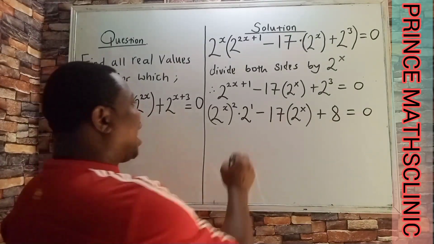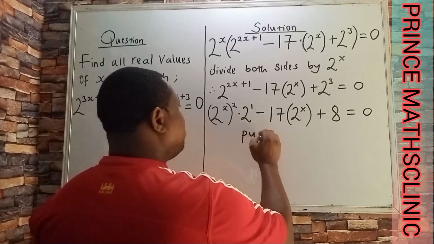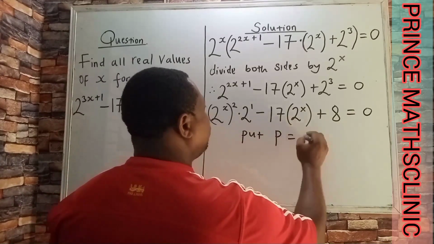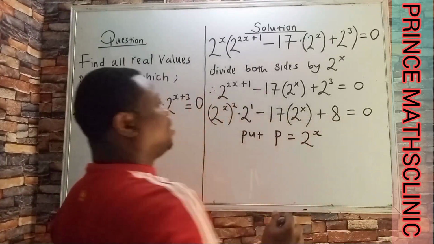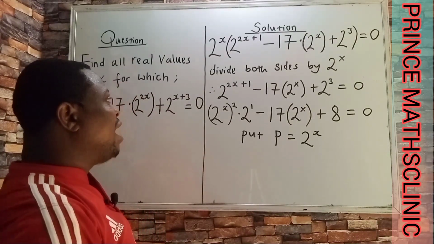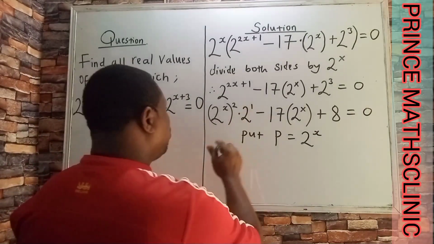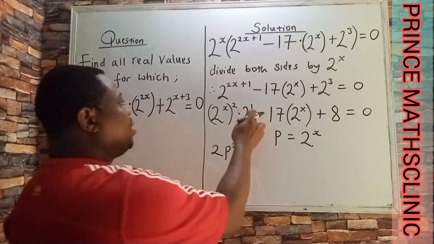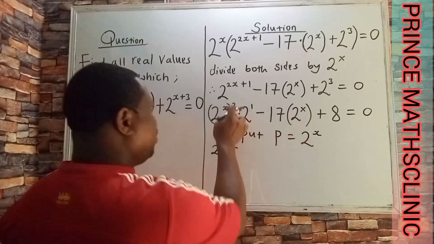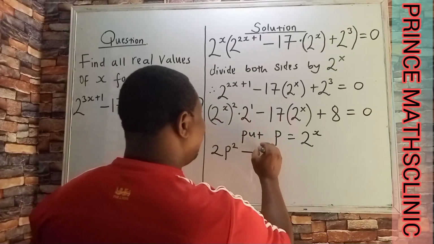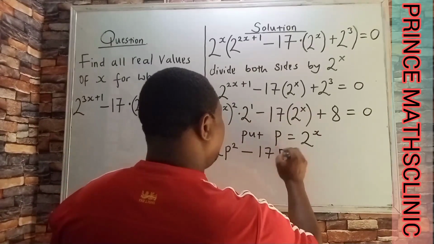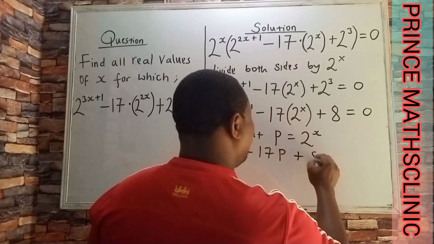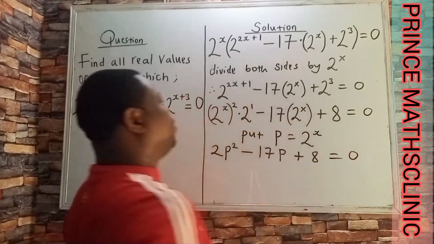Then at this place, I can now say that I can put p to be 2 to the power of x. So if p is equal to 2 to the power of x, that means this will be 2, this is p squared, this is 2. Then 2 to the power of x has become p. So this is 2p squared minus 17p, then plus 8 equal to 0.